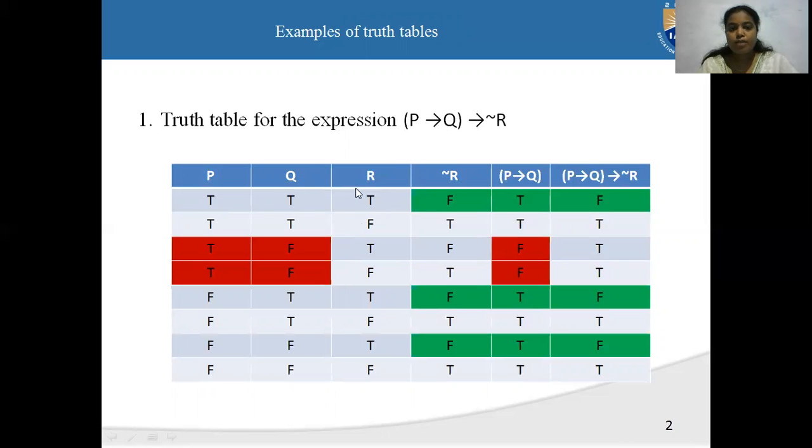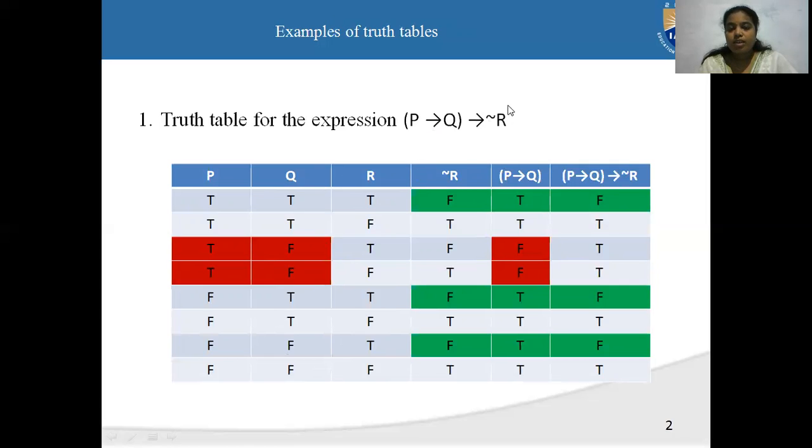What are the 8 combinations? You have to write in a general way: true, true, true; true, true, false; true, false, true; true, false, false; false, true, true; false, true, false; false, false, true; false, false, false. You have to write in zeros and ones or truth values. So you have to write 8 combinations using these 3 propositions.